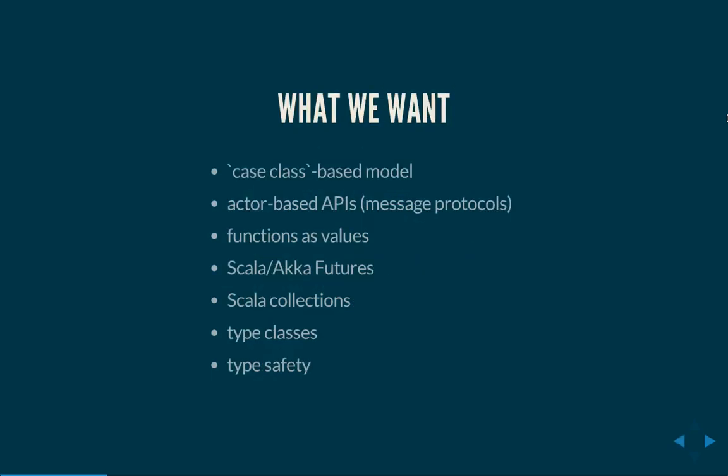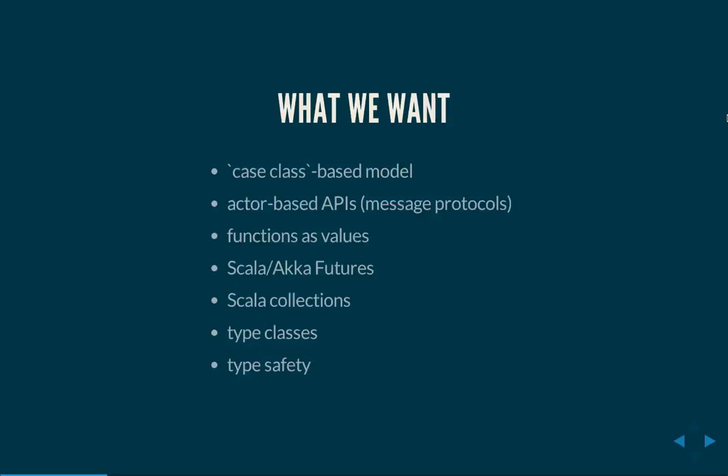What we really want when we come from Scala, we want case classes. That's what we are used to. That's what makes it easy for us to work with data models. We want actor-based APIs if you're building an Akka application. So rather than method calling, you want a message protocol where you say certain messages are being sent around between your actors.